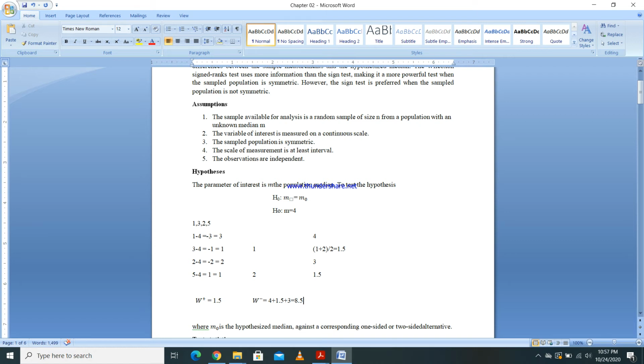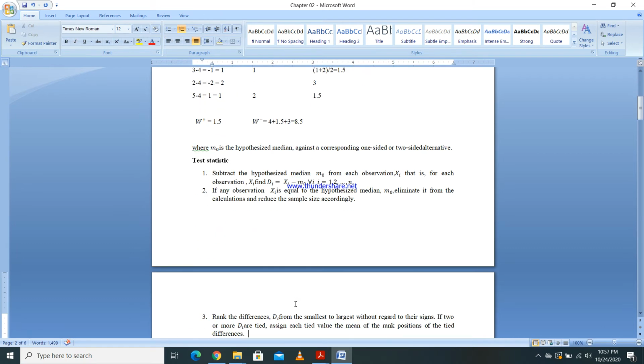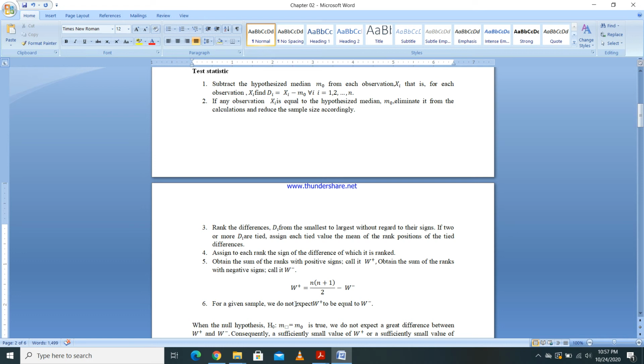Actually, when you take W plus and W minus, there is an association between them. You can see this equation: W plus is equal to n into n plus 1 over 2 minus W minus. Because of this, for a given sample, we do not expect these two values to be the same.